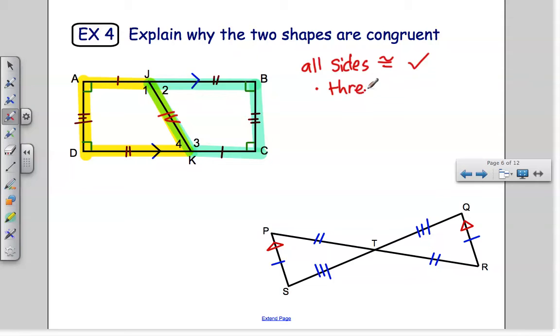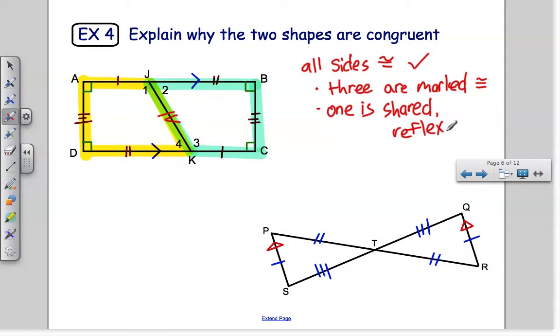And I know that because 3 are marked, like we had tick marks already marking those congruent. And that one side, JK, was shared. And I put that 4 mark, IV, Roman numerals there. 1 is shared, and that's reflexive property of congruency here. So all sides are congruent.